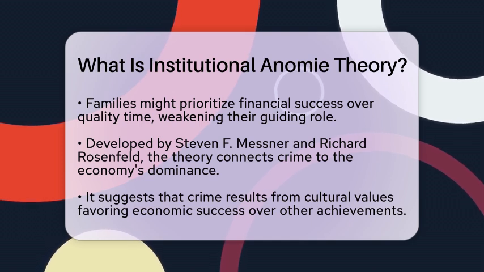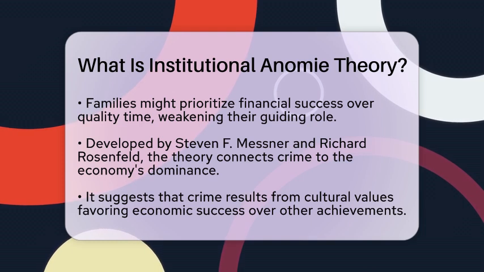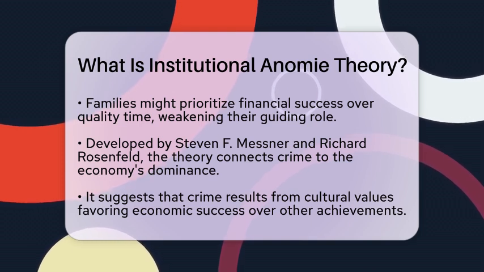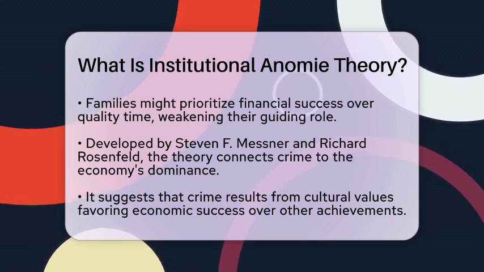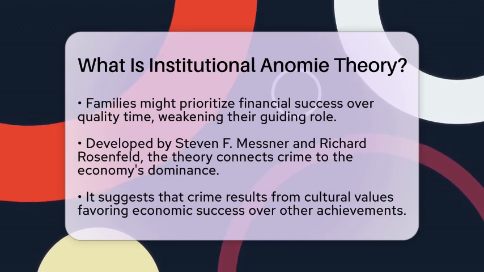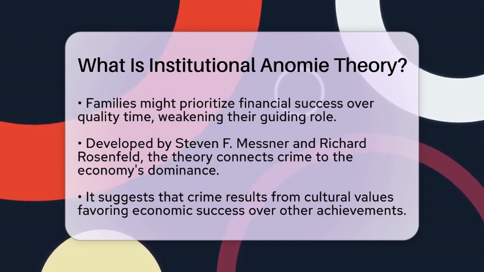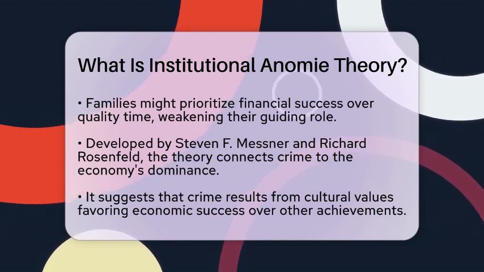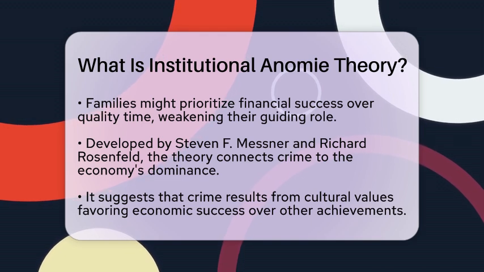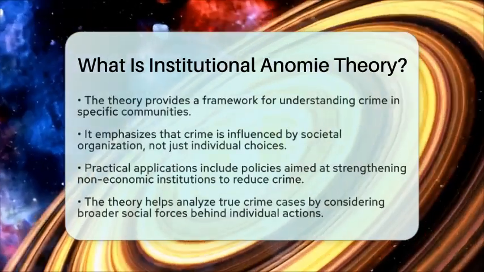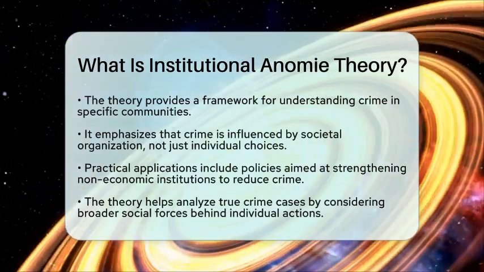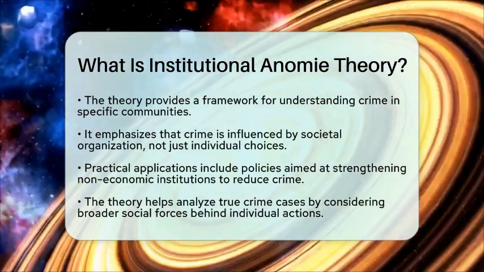From the perspective of true crime and criminology, institutional anomie theory provides a framework for understanding why certain communities experience higher crime rates. It suggests that crime is not merely about individual choices, but also about how society is organized. When institutions like family and education are weakened by economic pressures, they lose their power to prevent criminal behavior. Practical applications of this theory include examining policies that strengthen non-economic institutions. For example, better support for families and schools might help reduce crime rates.